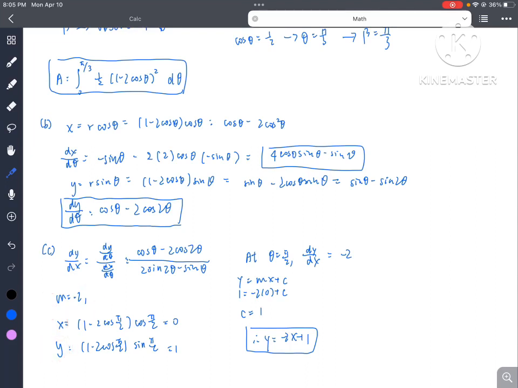So we can just find the x and the y by substituting into these expressions 0 and 1. And this is just slope-intercept form. So we solve for the equation, and we find out the tangent line is y is equal to negative 2x plus 1.